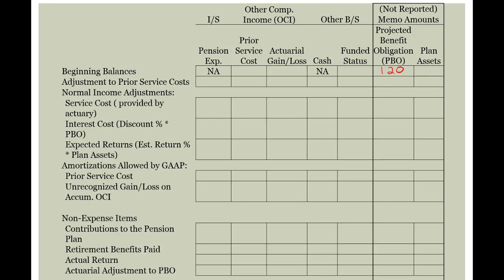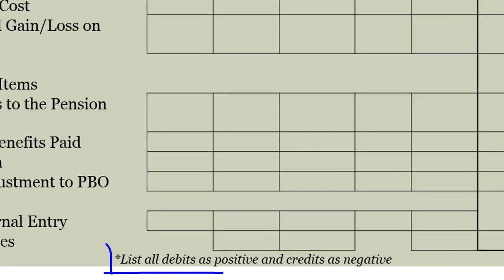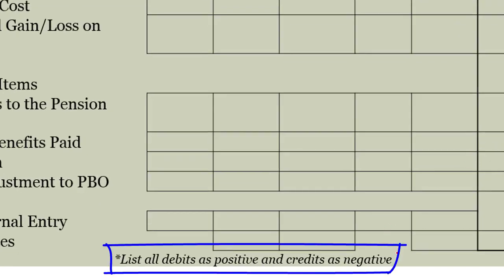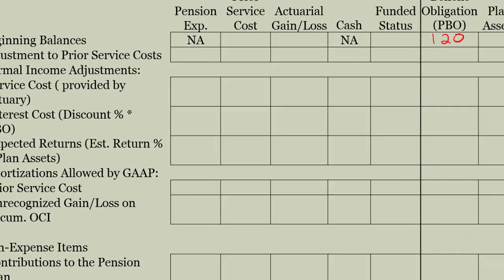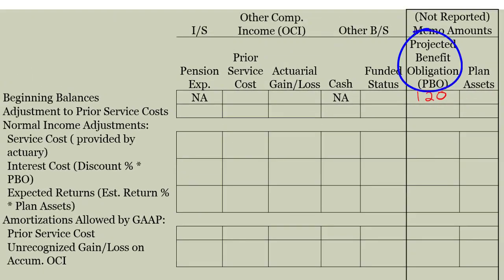Now, the secret to the worksheet, before we do any more with this, is this note down here at the bottom. And again, every company will have their style, but this is pretty standard. The debits we're going to list as positive numbers. Anything that's a credit will have a negative number. So my obligation would be a liability. Liabilities have a credit balance, so I'm going to list it as negative 120. And my plan assets were 130,000. Again, I'm going to abbreviate it. So I put it in 130. It's a plan asset.